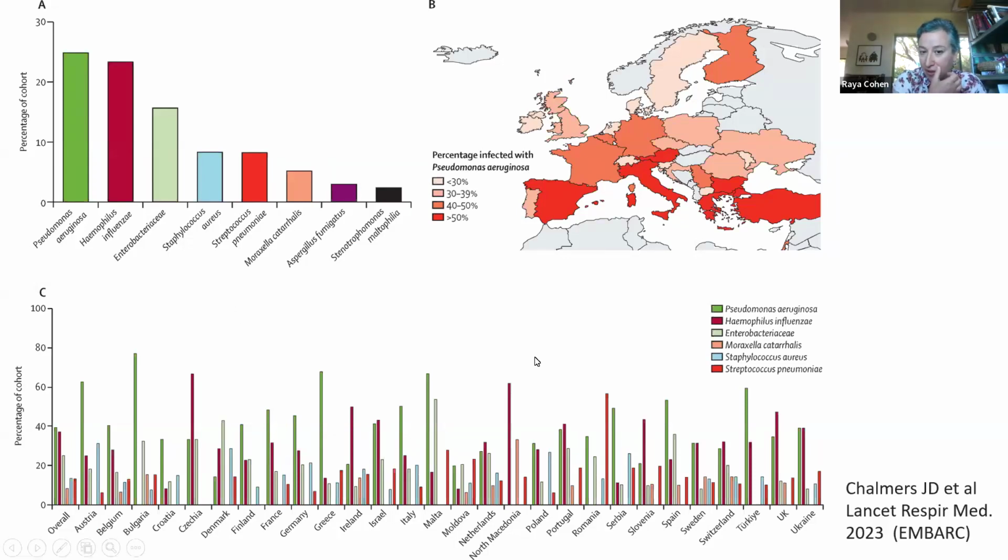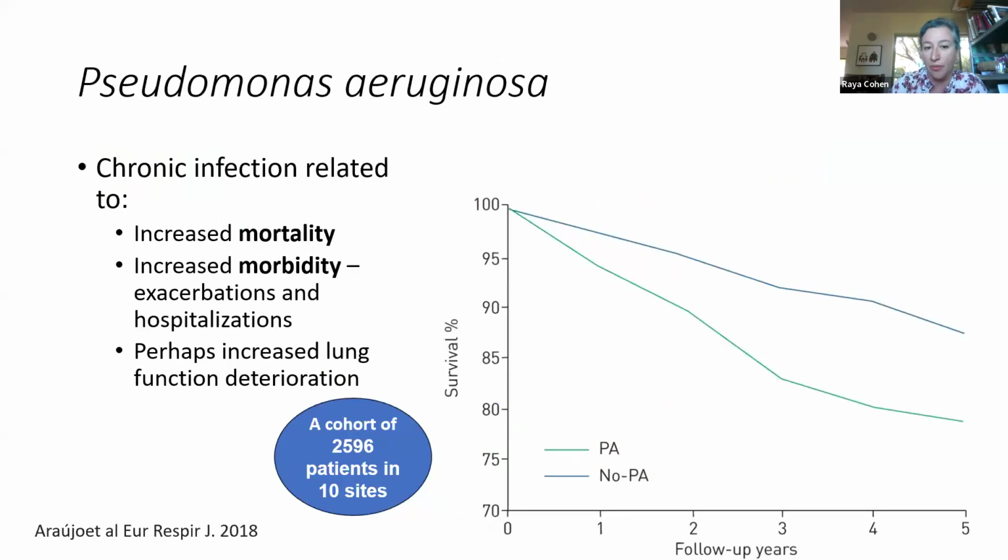This slide is taken from the EMBARK registry, showing the different bacteria that have been seen in the cultures of bronchiectasis patients. We can see a very large proportion of Pseudomonas aeruginosa, then Haemophilus influenzae, and then other bacteria. On the bottom part, we can see that in different sites or different countries, the frequencies were different, but almost all of them had a very high frequency of Pseudomonas aeruginosa. So this seems to be a very important pathogen.